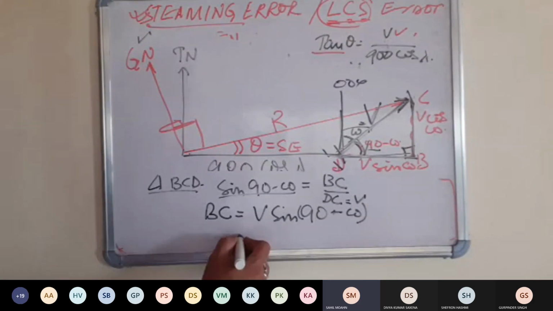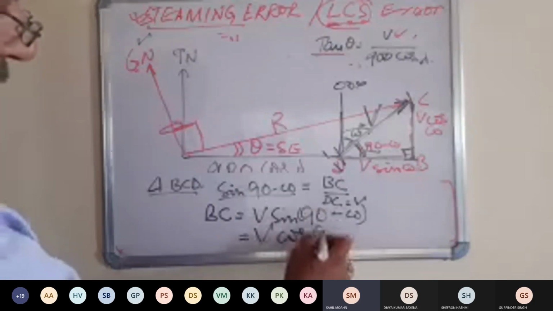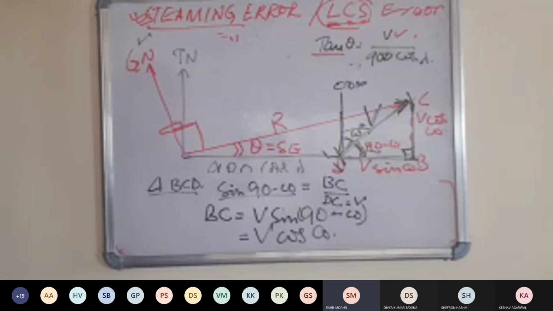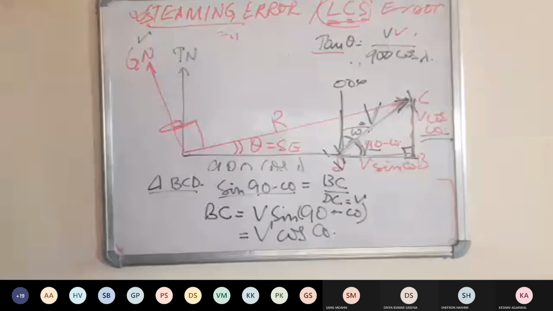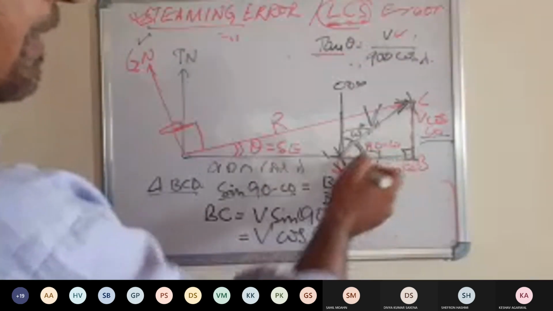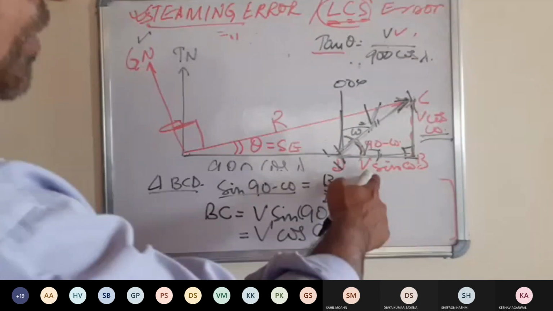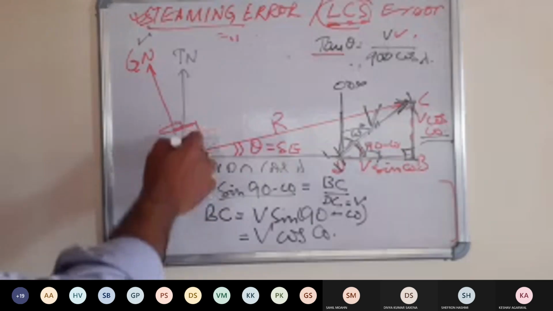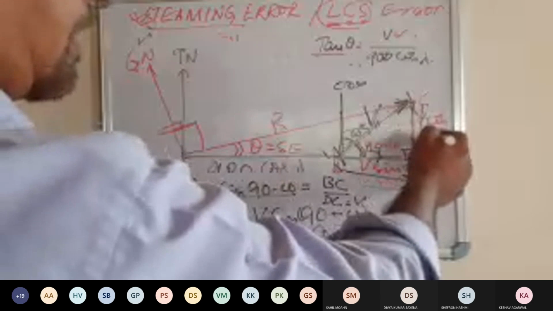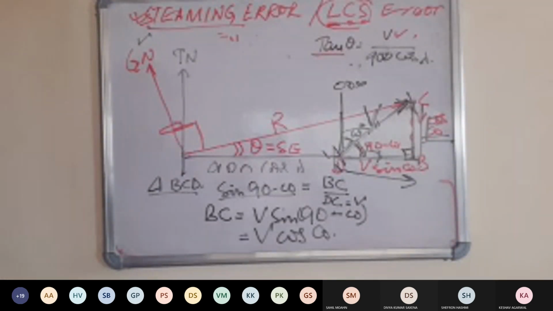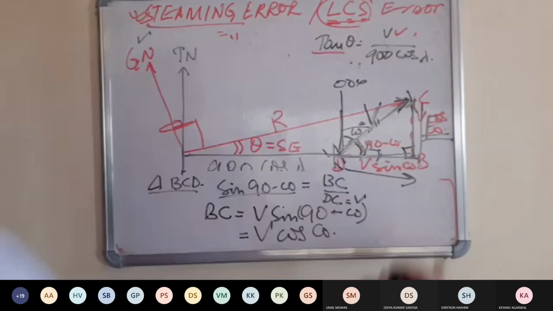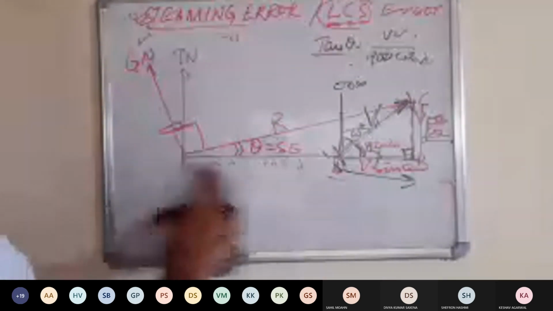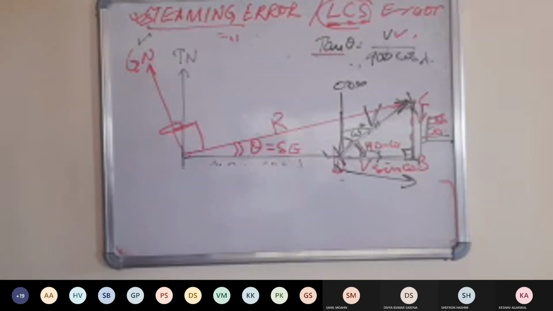Yes sir, V cos course. So this BC is V cos course. And similarly we find the relationship between this and this. That gives V cos of 90 minus course, which becomes V sin course. So we have to add this to the 900 cos lat, and the perpendicular is this P. So the value of tan theta is found. Is it correct or not? Correct. Okay. All clear?